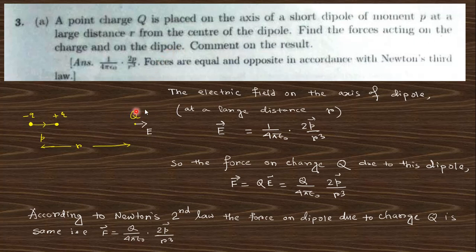So you can see the electric field produced at that point due to this dipole is like that. This derivation is done in this book, or you can also refer to my class 12 video.